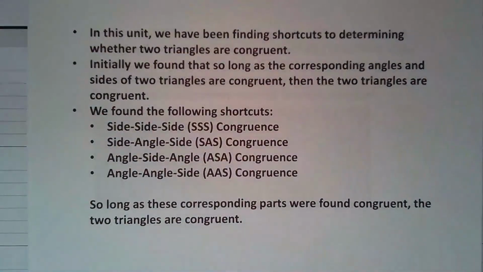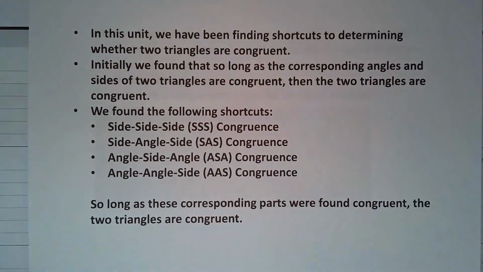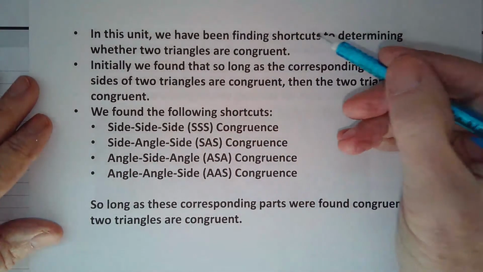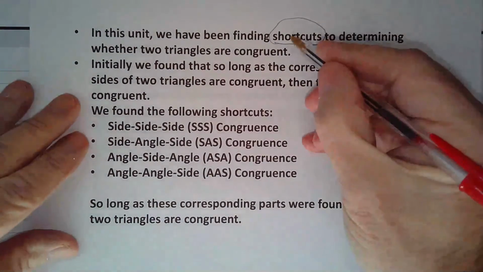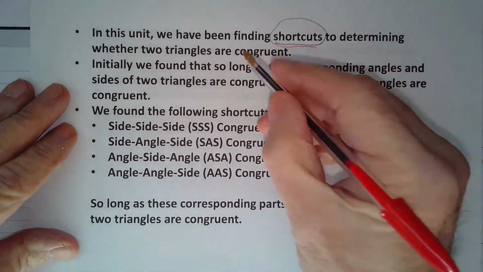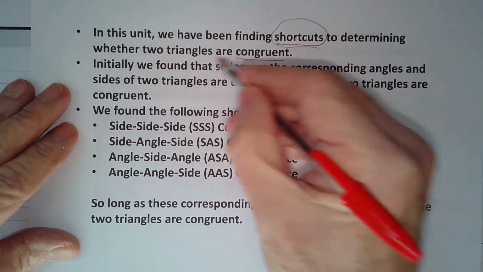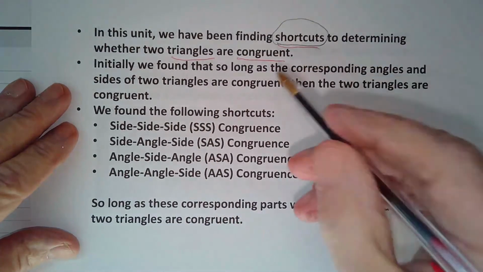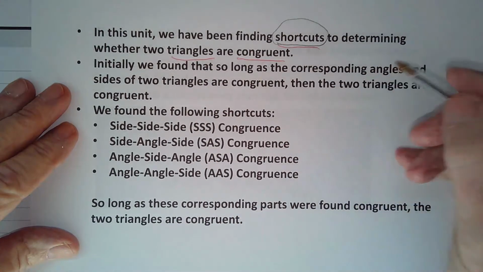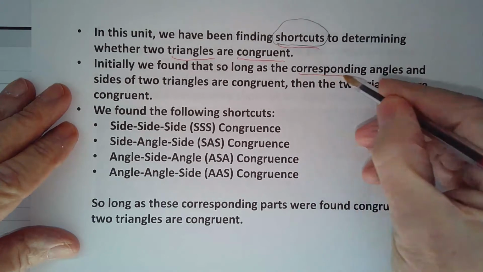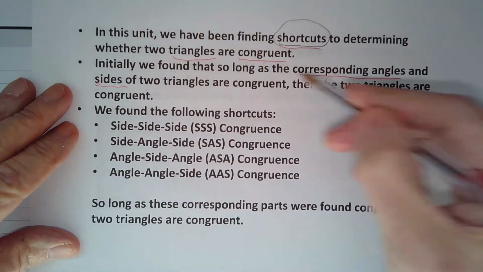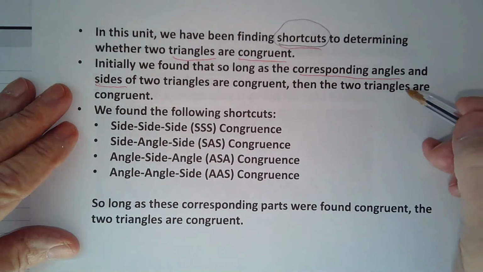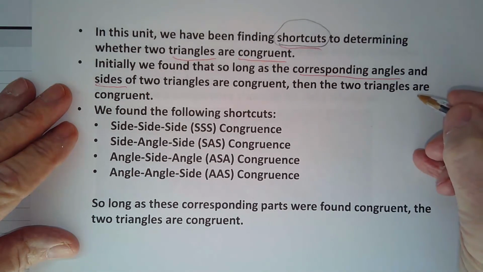Okay, so let's do just a little bit of review here. In this unit, we have been finding shortcuts, shortcuts to determine whether two triangles are congruent. We're looking for triangle congruency. Initially what we found was that so long as the corresponding angles and the corresponding sides of two triangles are congruent, then the two triangles themselves are congruent.